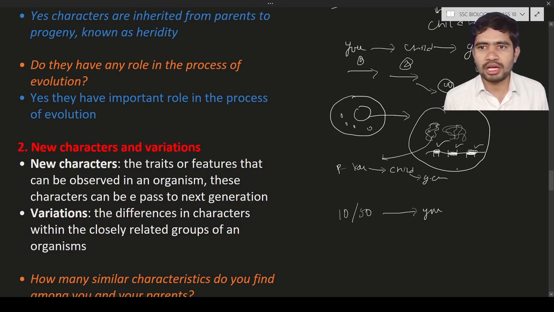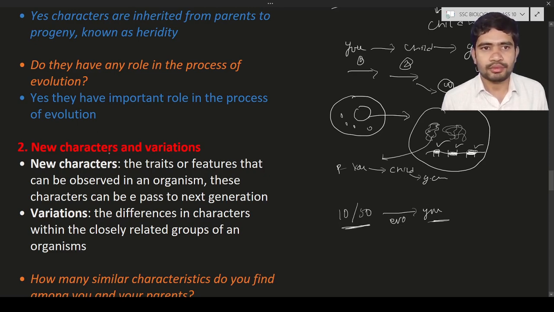Some changes will occur in the DNA or in the genes, and these changes will be passed from generation to generation as a result. So the grandparents of 10 generations ago are different, and the characters present in you and in your grandparents are different. Why? Because there is evolution. This evolution is nothing but changes in the DNA or genes.